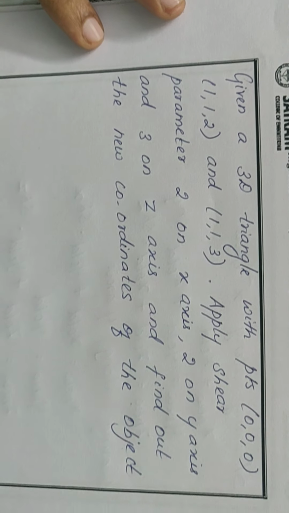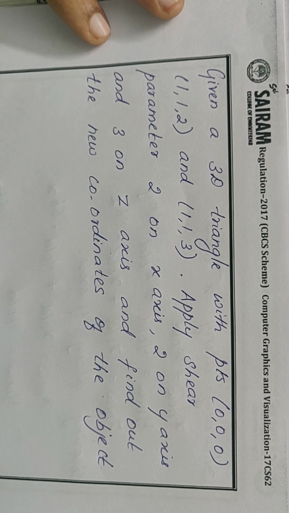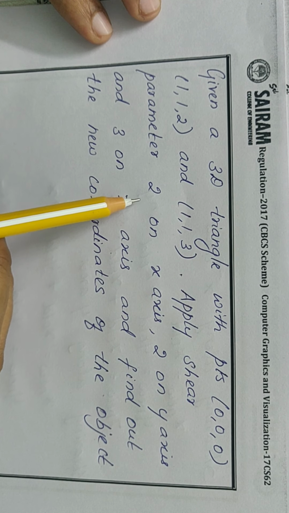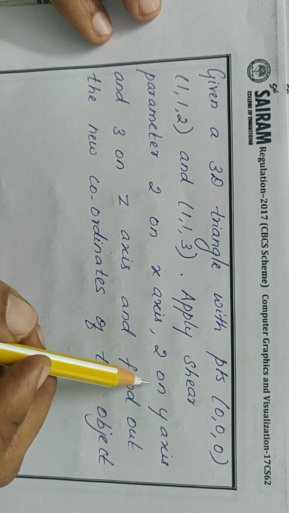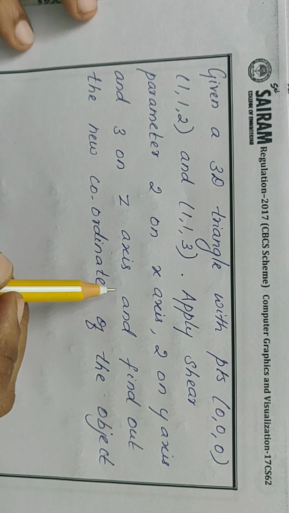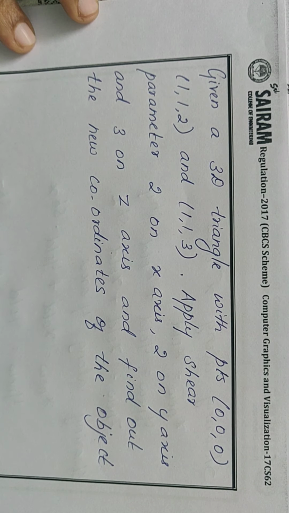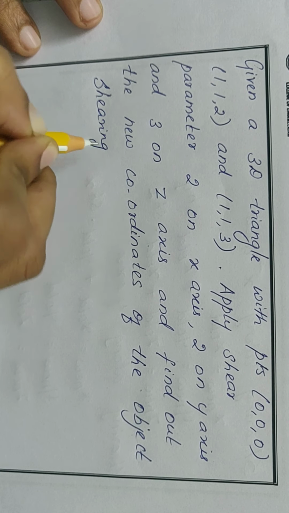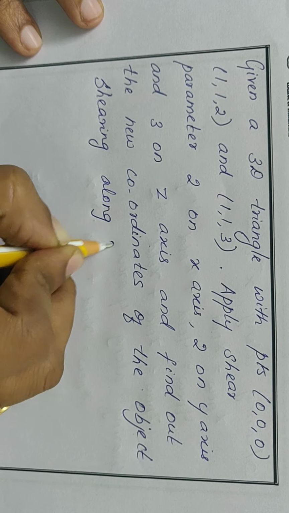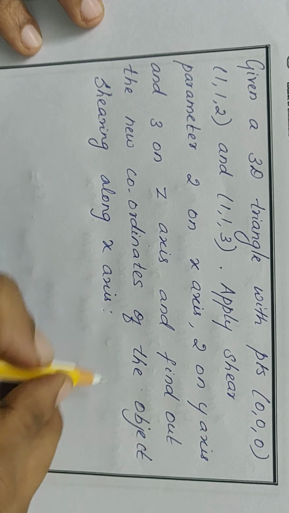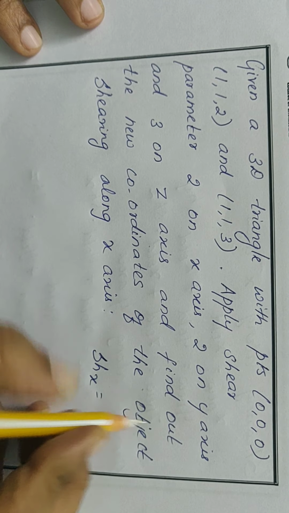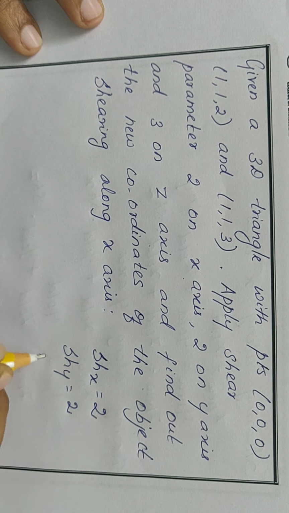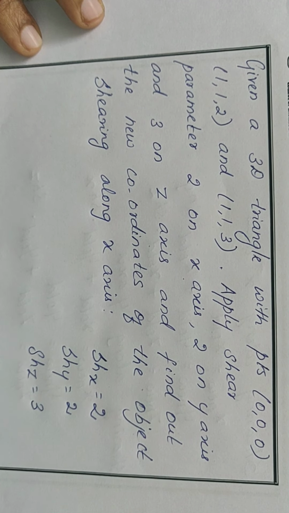Given a 3D triangle with points 0, 0, 0, 1, 1, 2 and 1, 1, 3, apply shear parameter 2 on the x-axis, 2 on the y-axis and 3 on the z-axis, and find out the new coordinates of the object. So first I will perform shearing along the x-axis. Before that I will write shear x is equal to 2 given in the question, shear y is equal to 2 given in the question, and shear z is equal to 3.